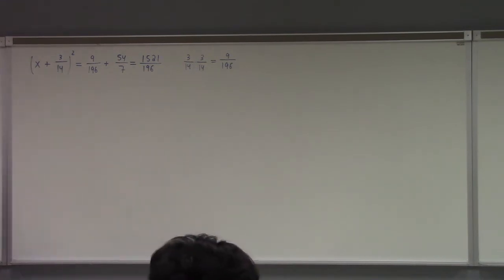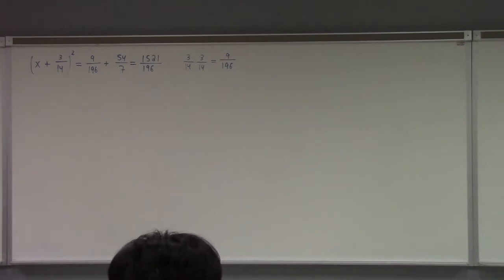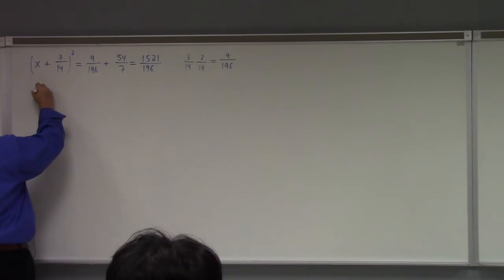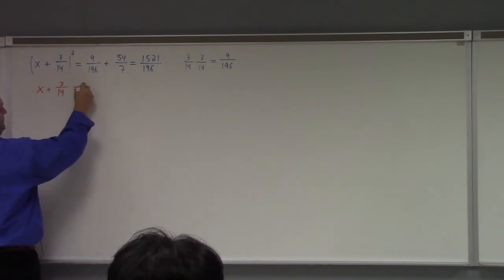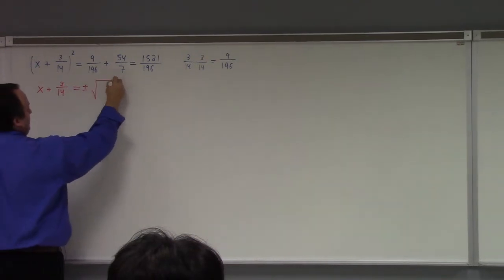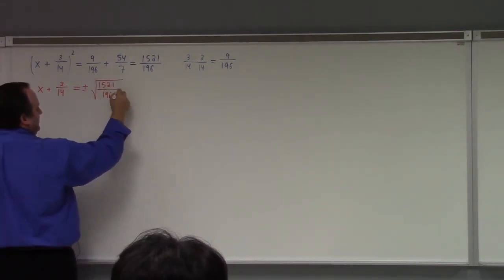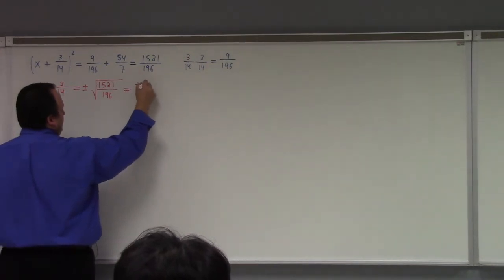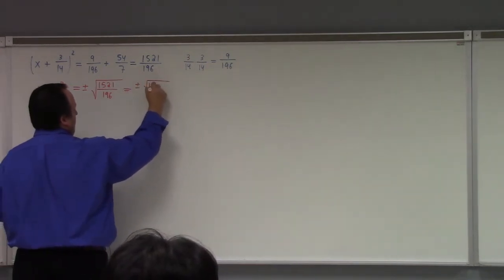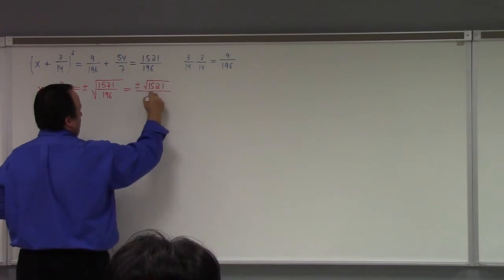Okay. All right. So great, then we use the square root property. The square root property says x plus 3/14 is equal to plus or minus the square root of 1521 over 196, which by the way is plus or minus the square root of 1521 divided by 14.